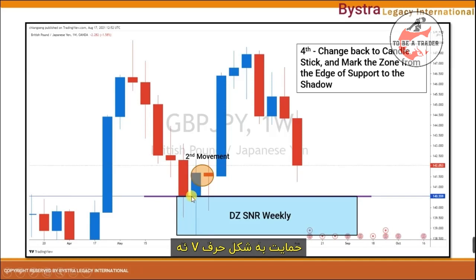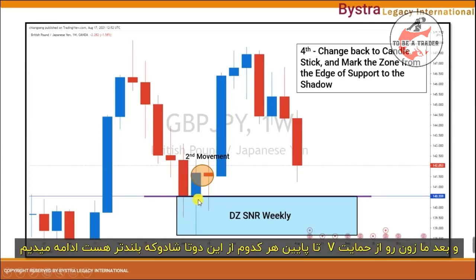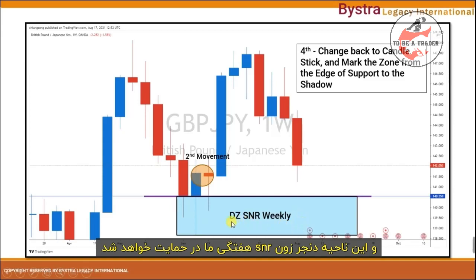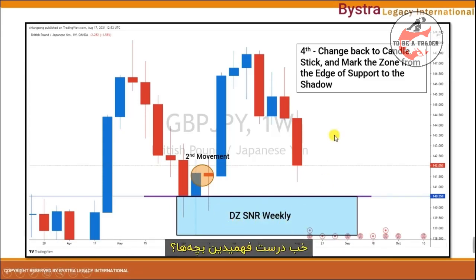The V is in this shape, then we take the V shape. Whichever between these two is the longest, we take the longest zone. And this will be our danger zone SNR weekly at the support. So you guys get it, right? Good.